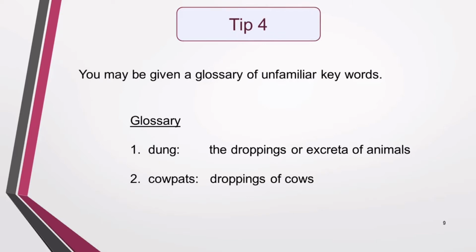Tip 4. You may be given a glossary of key words that could be unfamiliar to you. They'll be below the text. Here's the glossary for this question. First, dung, which means the droppings or excreta of animals. And second, cowpats, which means the droppings of cows.